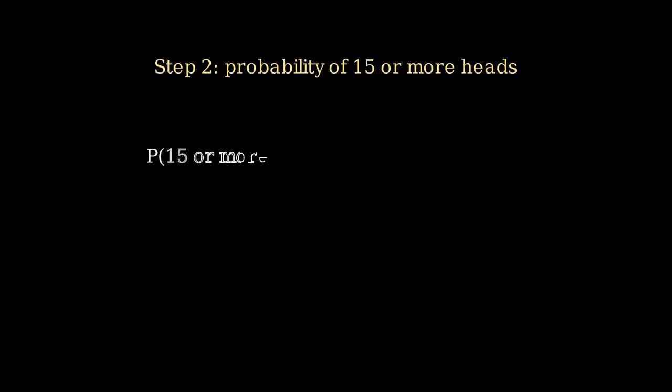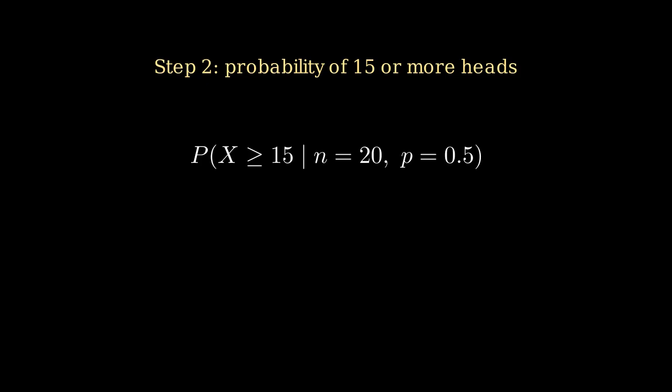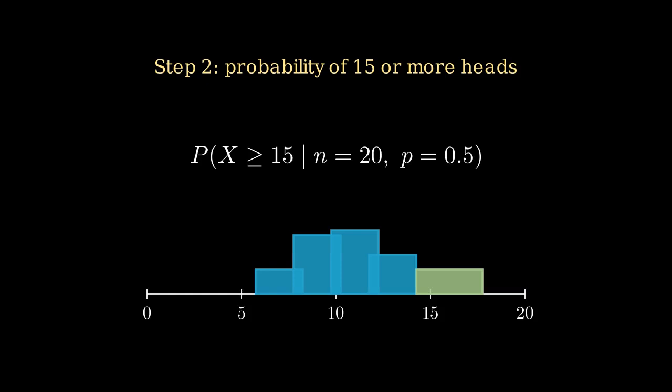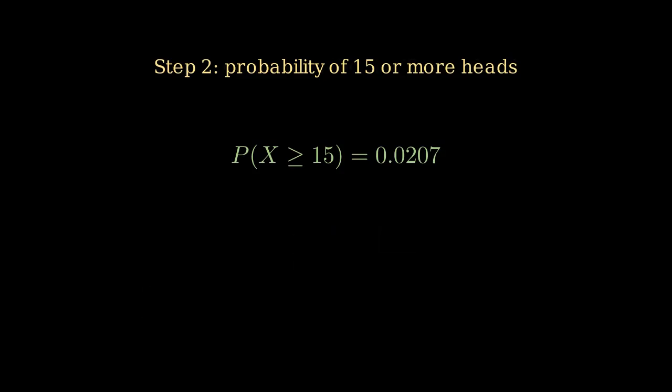Step 2 is to find the probability of getting the result we saw, or something more extreme, if the null hypothesis were true. In plain words, this means the probability that the number of heads is 15 or more out of 20 tosses, assuming the coin is fair. In symbols, this is written as the probability that x is greater than or equal to 15, given that the number of tosses is 20, and the probability of heads is 0.5, and this works out to be 0.0207.